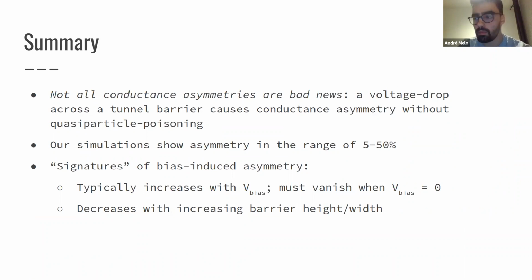And perhaps an interesting thing to look at is how this asymmetry behaves as a function of system parameters. And there we found two signatures, if you want to call it that way, of this type of asymmetry. One is that it typically increases with V bias. So at larger biases, we expect to see larger deviations, and it must vanish when the bias goes to 0. And then secondly, we observe that as we tune deeper in the tunneling regime, we should see this asymmetry also vanishing.